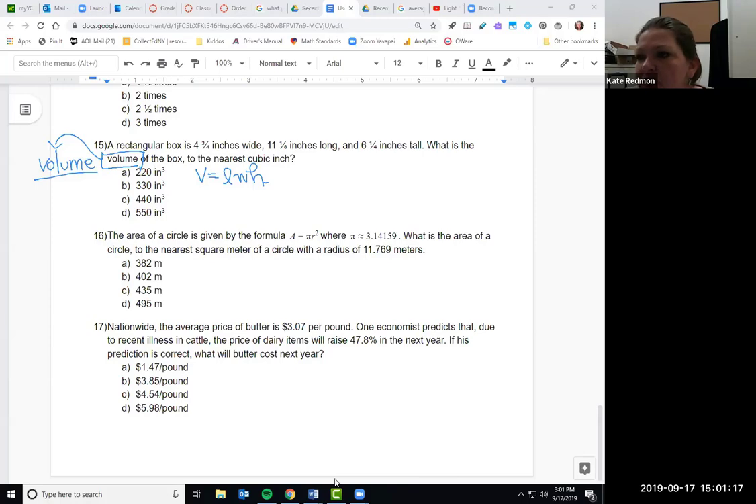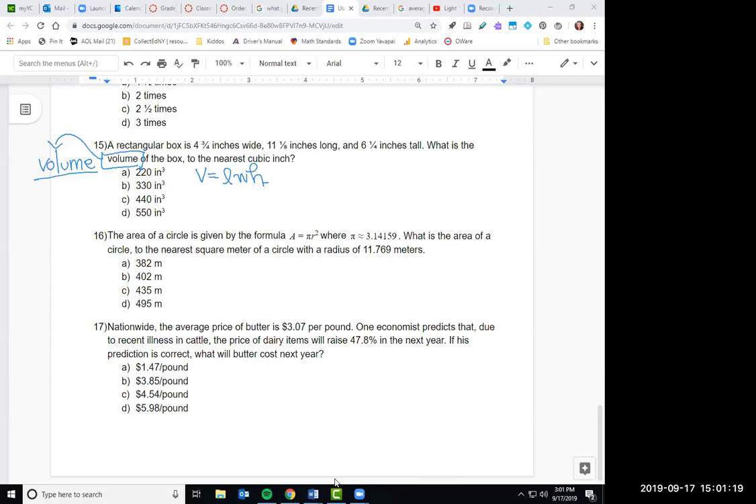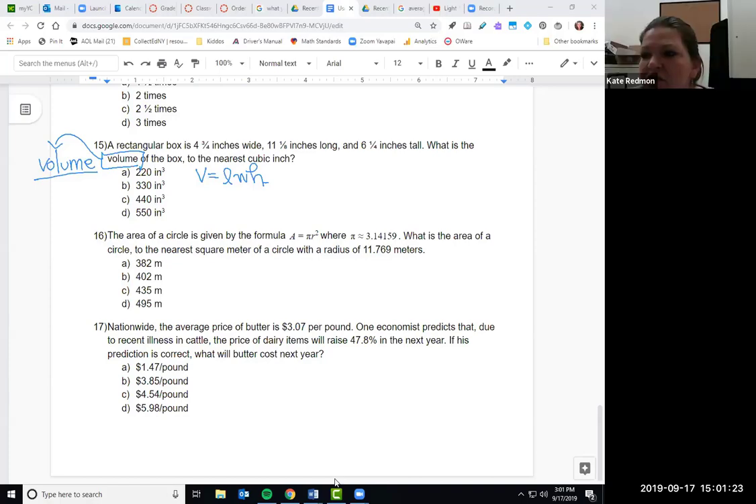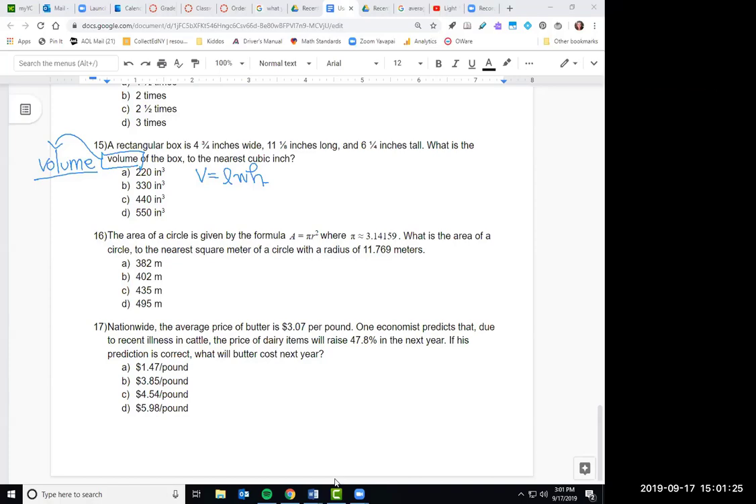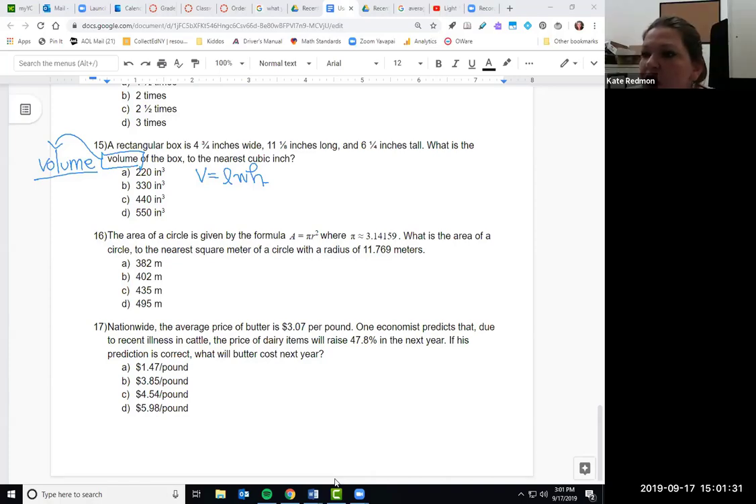For example, there's one that frequently comes up on the GED where they give the volume of a cylinder and they ask you to solve for the radius. That would be really hard without a formula. So if you haven't seen it before, I highly suggest you Google GED formula sheet and print it out so you can get used to using it.